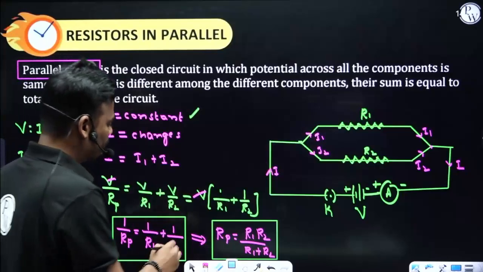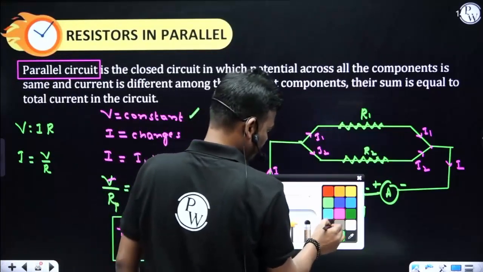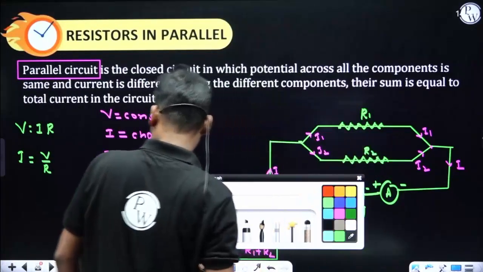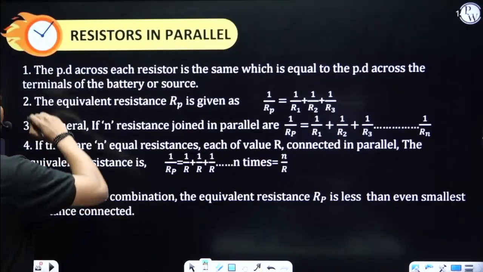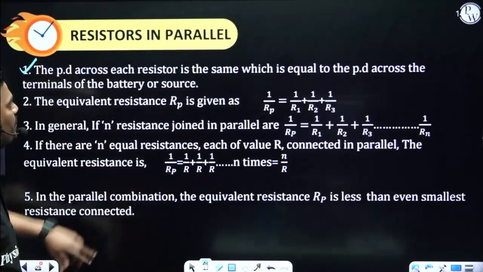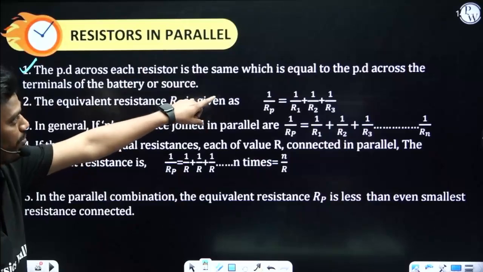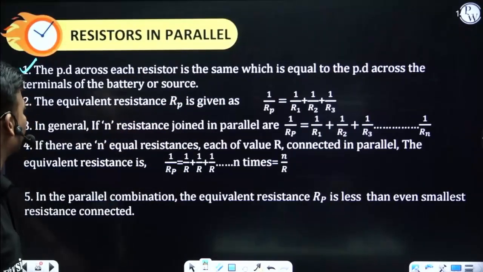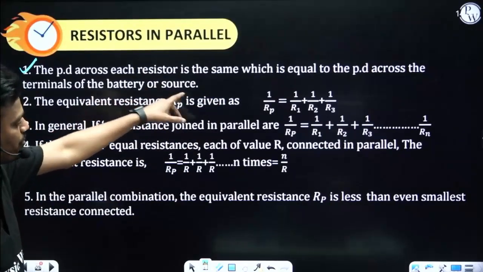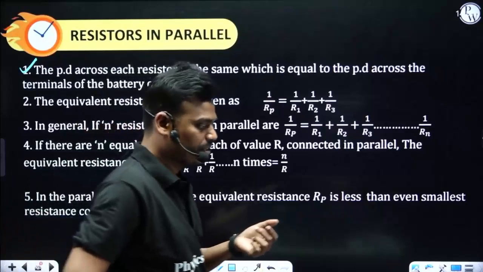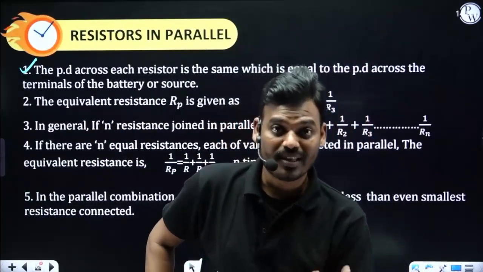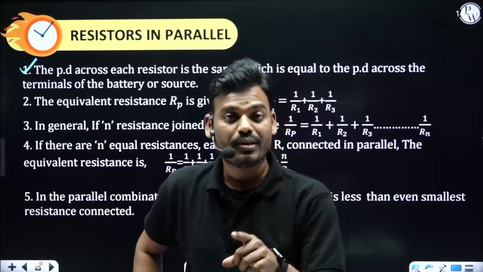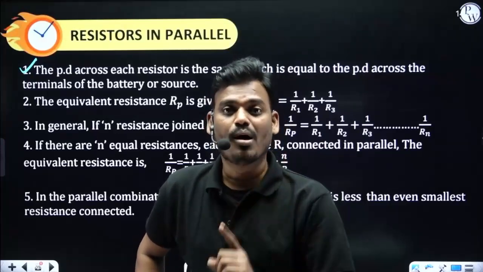Okay. Now, so here V and here also V. Now, important points related to resistors in parallel. The first important point, the potential difference across each resistor is the same, which is equal to the potential difference across the terminals of the battery or a source. Whatever the voltage provided by the source, that will be the potential difference across each component.